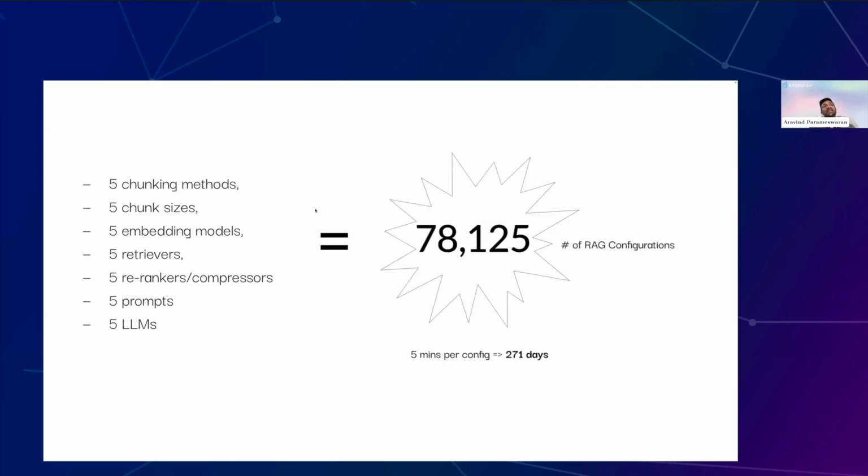So this would create 5 raised to 7, which is about 78,000 different RAG configurations. And if it took you just 5 minutes to try each one out, it would still take you about 271 days of nonstop trial and error. So clearly it's impractical to figure out the optimal RAG setup for your data set and your use case using a manual trial and error approach.